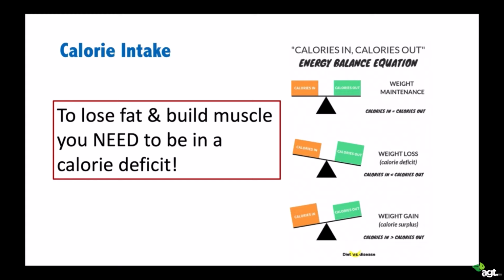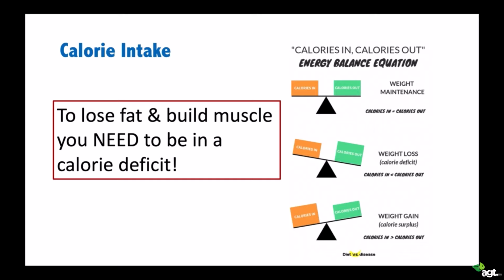You guys will remember this graph here. In order to lose weight, you need to be burning more calories than you're putting into your body, and therefore you'll lose weight. But in terms of building muscle as well, people say you can't build muscle like this. Well, actually, you can build muscle like this. Obviously not to as significant an amount as you can in a calorie surplus, but you can build lean muscle by being in a calorie deficit.